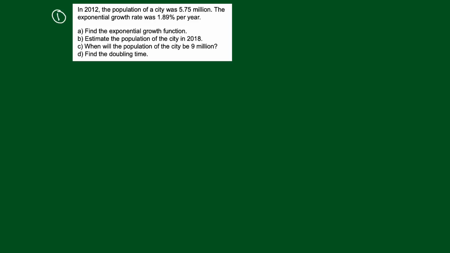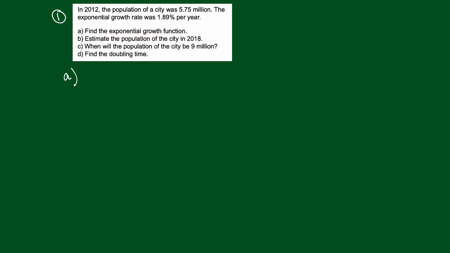Here in problem 1, we're told that in 2012 the population of a city was 5.75 million and that the exponential growth rate at that time was 1.89% per year, and we are asked to answer these questions. Here's the first question. A, find the exponential growth function.